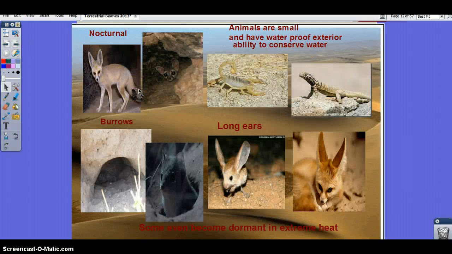Animals in the desert are generally small, and their main adaptation is to try to conserve water because there's little water in the desert. The other major adaptation is that they are nocturnal. Almost all animals in the desert only come out at night. There are some other adaptations like burrowing. A lot of the animals in the desert will burrow to remain cool, and they have long ears also to help them remain cool. Some animals have even been known to become dormant during extreme temperatures.